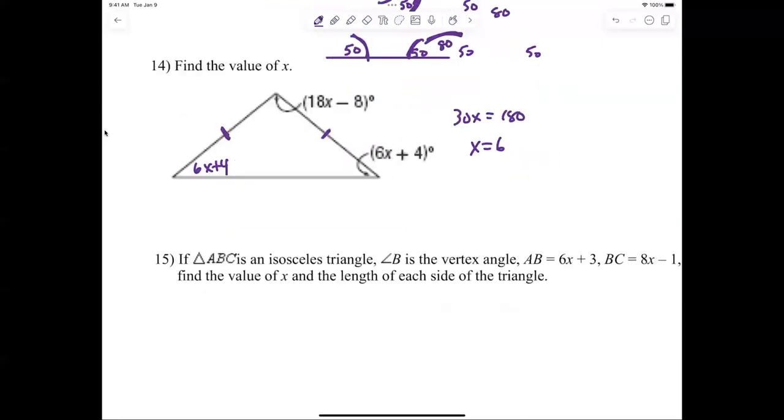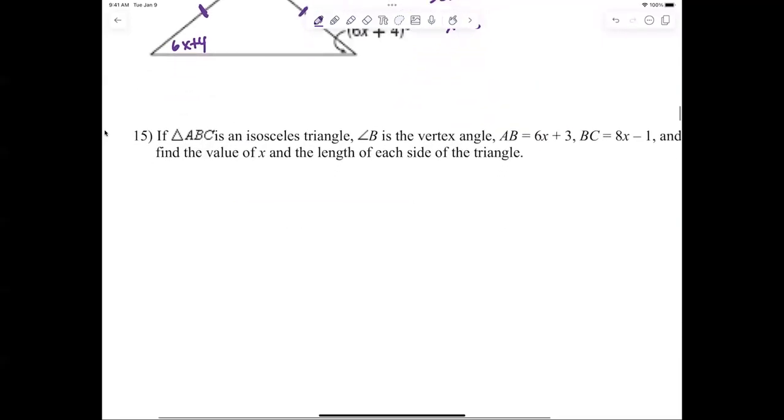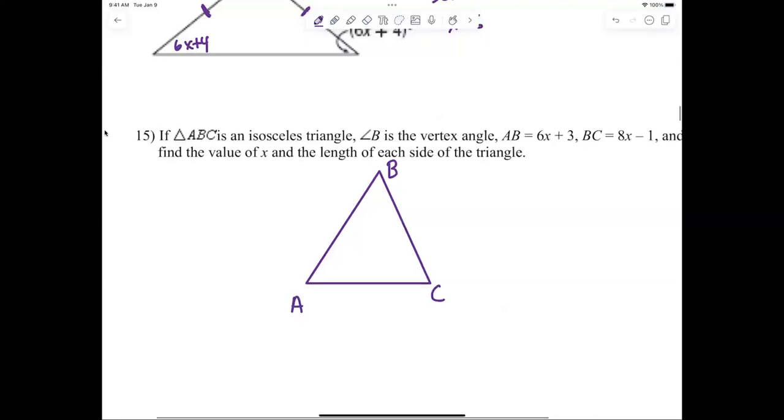All right. Triangle ABC is isosceles. So let's go ahead and mark isosceles. And angle B is the vertex. So that makes this the vertex. All right, then this would be A, this would be C. And we can say that the base angles are equal. All right, the base angles are equal. So I just go ahead and mark this congruent to this.